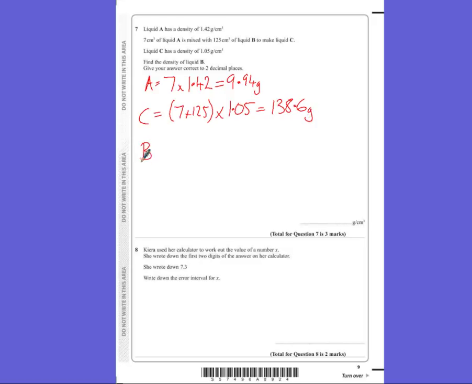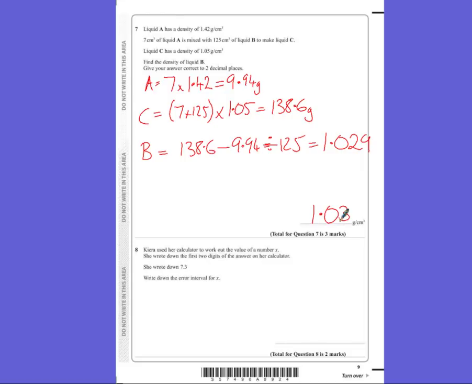So B then must have a mass of 138.6 minus C, minus the mass of A, 9.94, which gives us, and then we need to divide that by 125, which is the volume of B. So if you put that into your calculator, you will get 1.029 grams per centimetre cubed. And for two decimal places, that would be 1.03 grams per centimetre cubed.